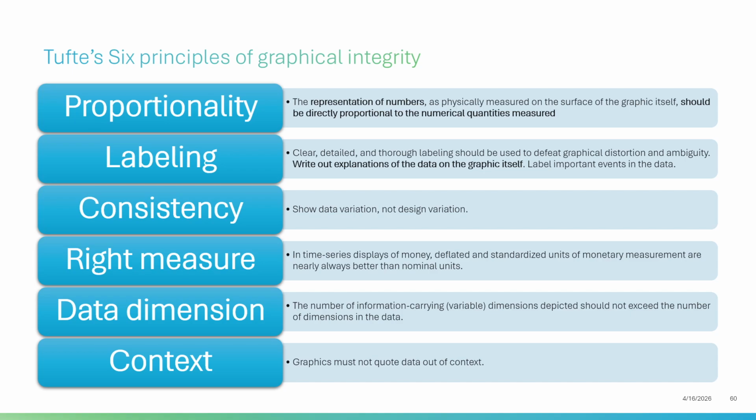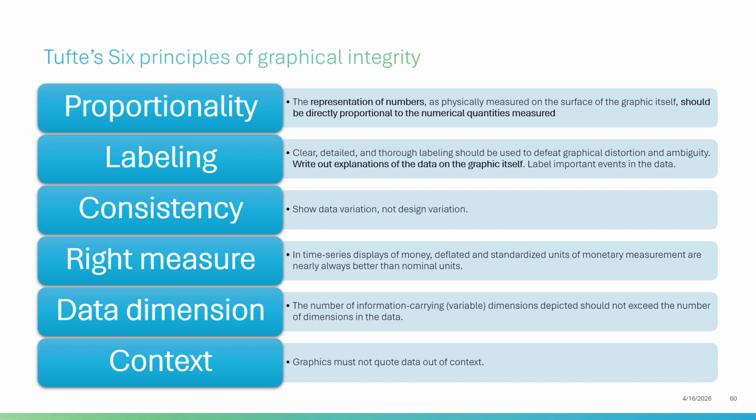Then proportionality, which basically says that the representation of numbers as physical measures on the surface of the graphic itself should be directly proportional to the numerical quantities measured. That's basically, if you are representing a location with circles or a figure, then the size of the figure should be proportional, and that allows you to see the differences.